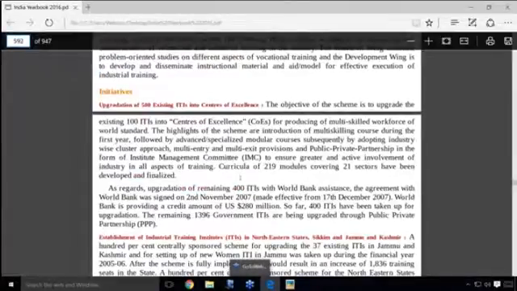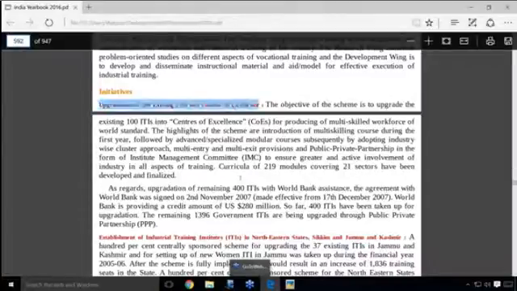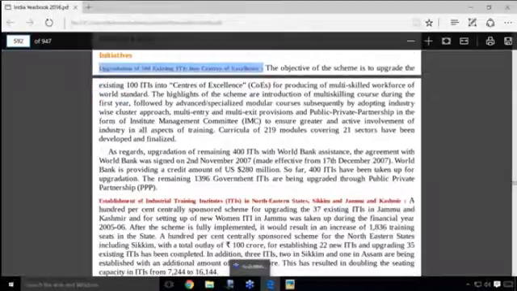Can you see the initiatives? Upgradation of 500 existing ITIs into centers of excellence. So what are the initiatives taken by the Indian government to develop the skills of the people? These are the initiatives, right? So again, mark it as mains.